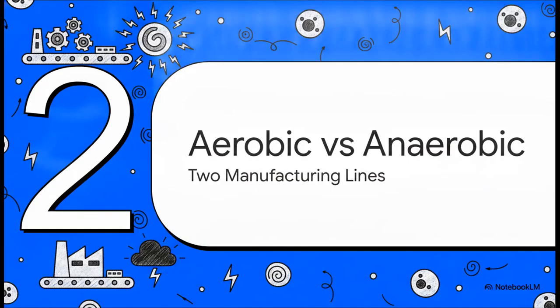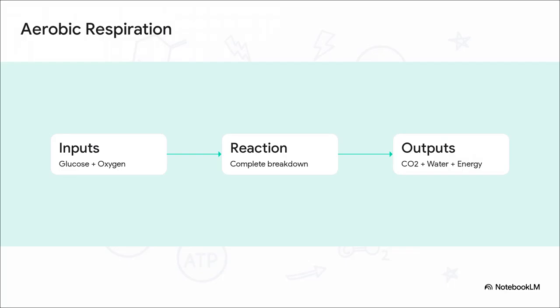Section 2. Aerobic versus anaerobic respiration. First up is aerobic respiration. Follow along with the chronological flowchart here. Step 1, we start with glucose plus oxygen. Step 2, the chemical reaction yields our outputs in step 3. Notice the outputs: carbon dioxide, water, and look at that massive, bright, glowing text, a huge amount of energy.